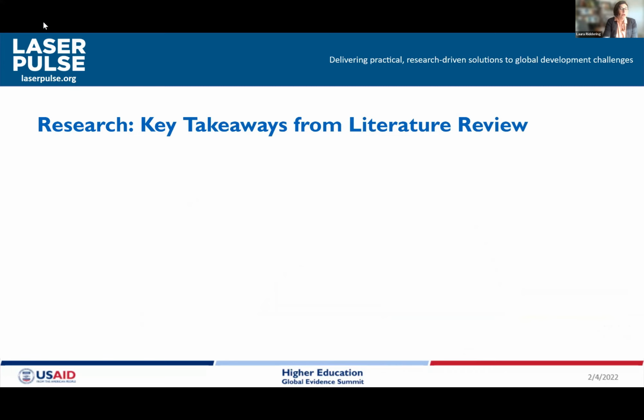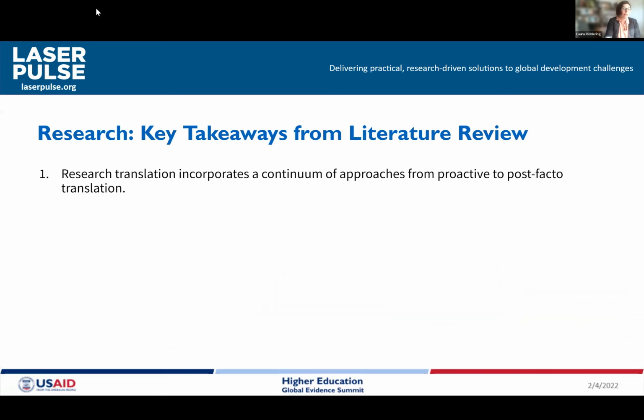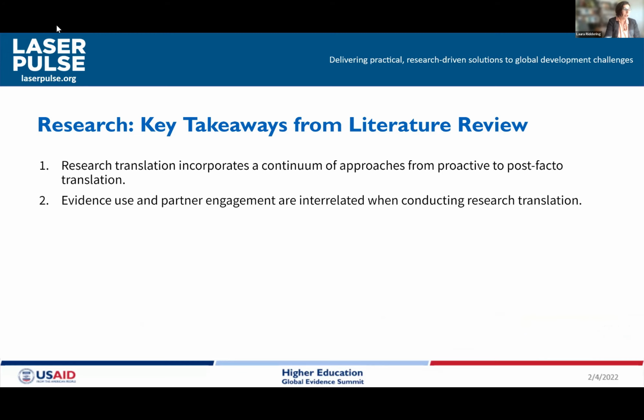So we have 5 key takeaways from the literature review. First, as I just explained with the continuum, research translation incorporates a range of approaches from post facto to proactive research translation. Second, as the spectrums illustrated, evidence use and partner engagement are interrelated when conducting research translation. Generally speaking, we found that most scholars concluded that increased meaningful participation with partners improved the potential to produce relevant research and the adoption of outcomes. But there are circumstances, for example, politics, where you would want researchers and practitioners to be separated so that politics doesn't influence the outcomes of the research.